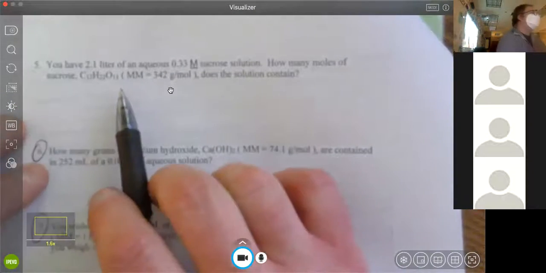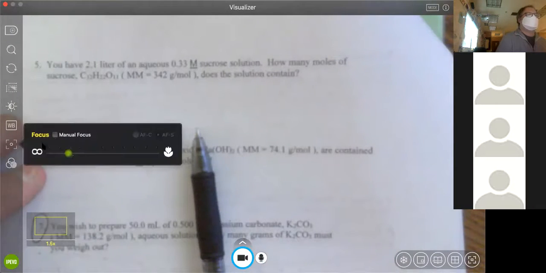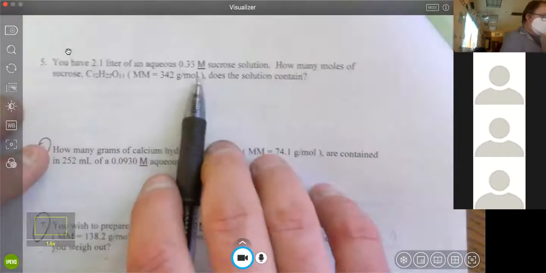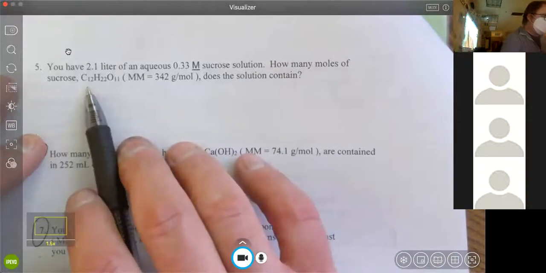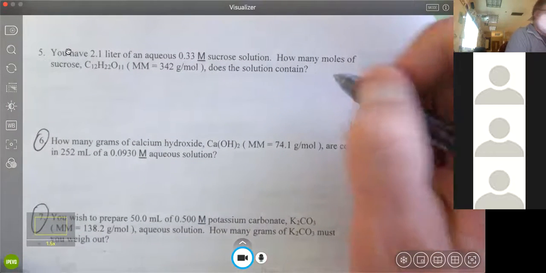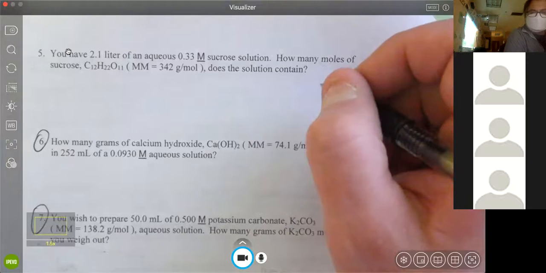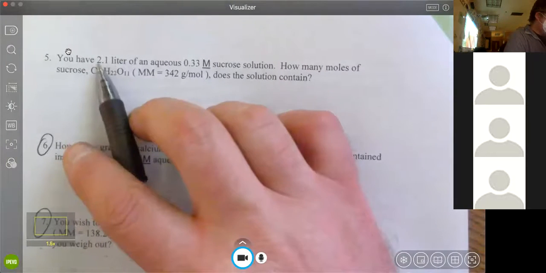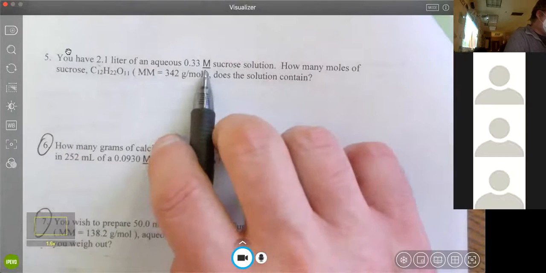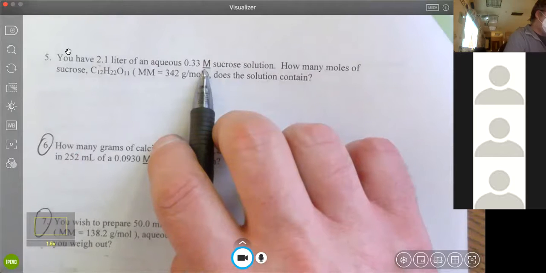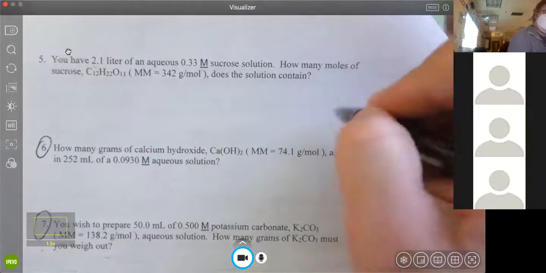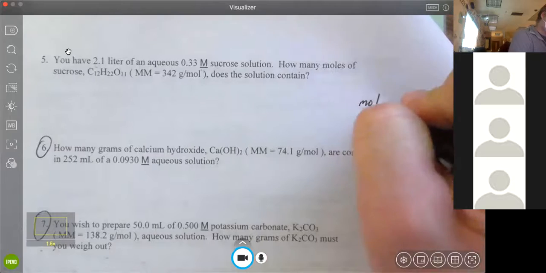So we have 2.1 liters. Let's see if I can make that a little bit better looking. Better. You have 2.1 liters of aqueous 0.33 molar sucrose solution. How many moles of sucrose does the solution contain? This is similar to the laboratory you're going to do tomorrow. Those of you at home will be following one of the people in the laboratory. They will have a certain volume of solution. They will need to find the molarity of that solution. In order to find the molarity of a solution, you need to know the number of moles, right? They're going to find the moles experimentally. Let's show us how we can find the moles mathematically.